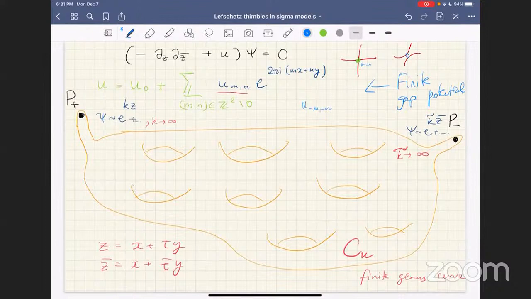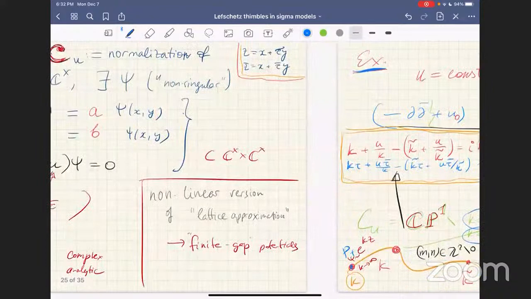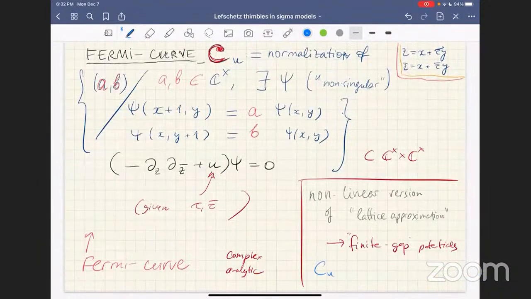Qualitatively you expect that once you introduce such a deformation, you no longer need to resolve any double points in this neighborhood, so that the Fermi curve will grow in genus by one once you add more Fourier modes. So the definition now is that a finite gap potential is such a potential U for which the Fermi curve, which is the result of this procedure, the normalization of this set of A and B, is a finite genus curve. So that's the definition.